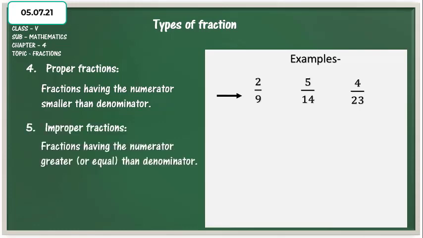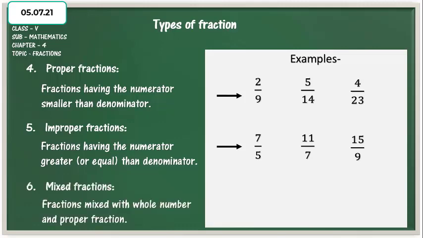5. Improper fractions. Fractions having the numerator greater than or equal to the denominator. For example, 7/5, 11/7, 15/9. Here all the numerators are greater than the denominators. 6. Mixed fractions. Fractions made of a whole number and a proper fraction. For example, 3 whole 1/4, 5 whole 1/8, 2 whole 1/11. These are mixed numbers of whole number and proper fractions.